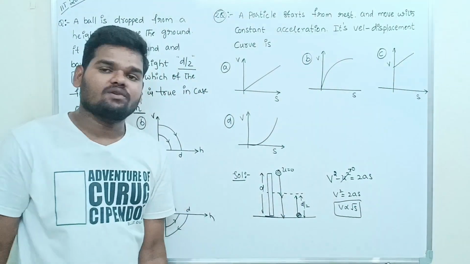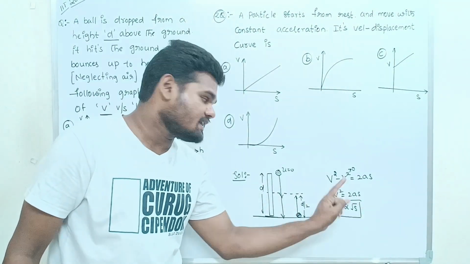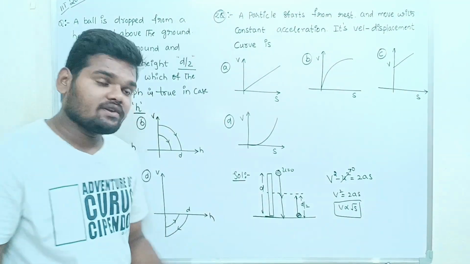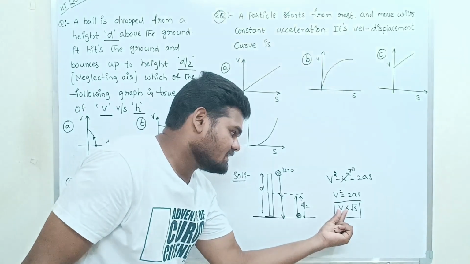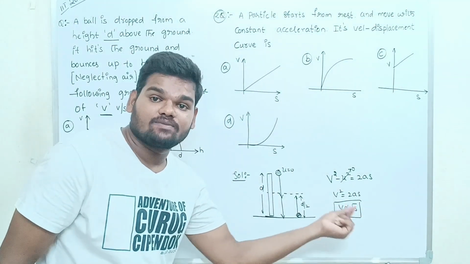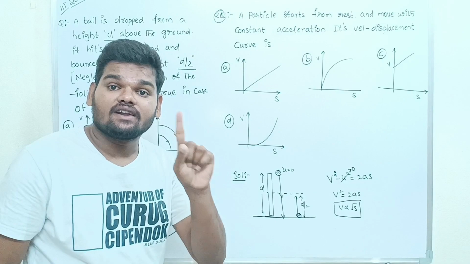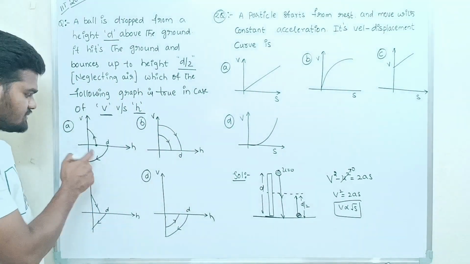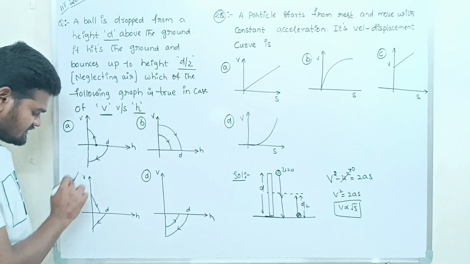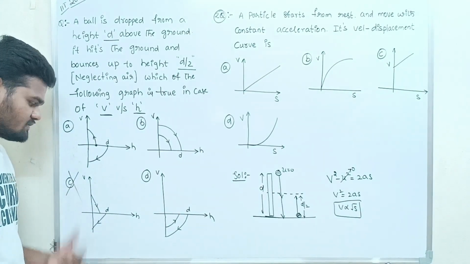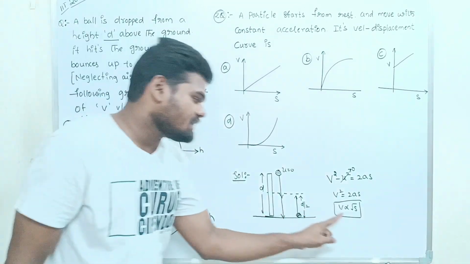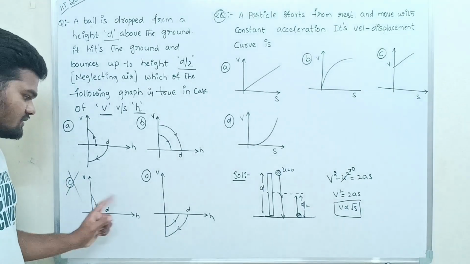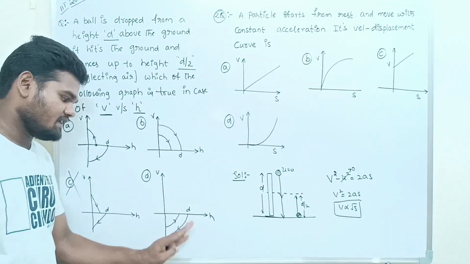and v is proportional to root s. I'm just considering 2a as constant. If the square goes to that side, it becomes root s. Just a few minutes back, I told you that whenever you get a graph like this, where y is proportional to root x, then the graph is what? Parabola. Have a look. This is a parabola, this is a parabola, this is a straight line, and it will be cancelled out. It is not an option because whatever graph we require is what? Parabola. So this is a straight line, it is cancelled out, and this is also a parabola, it exists.